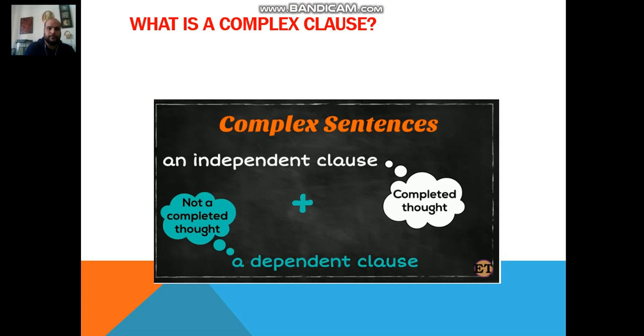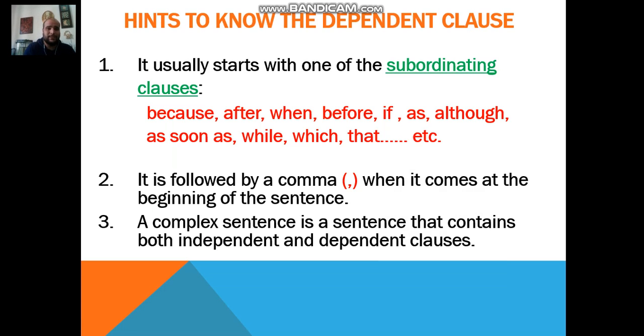Let's carry on. When do I have a complex sentence? It's as easy as this. When you have a dependent clause plus an independent clause, that's the formula, okay? Plus a subordinating clause that I have explained, and I'm going to explain now again, then you have a complex sentence, as easy as that.